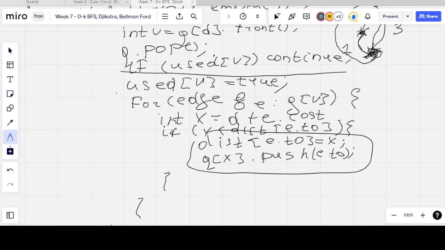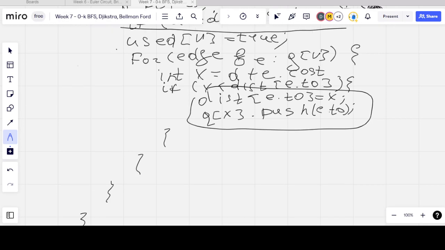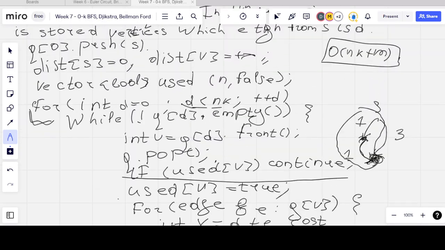Do you have questions about this algorithm? Okay, complexity. Why is the complexity O(nk plus m)?